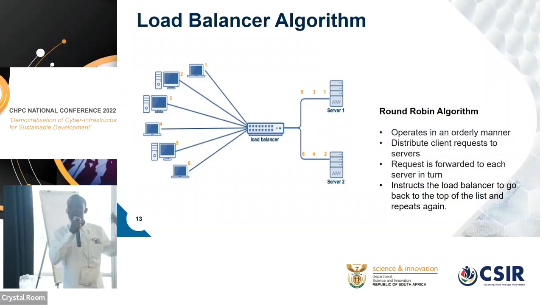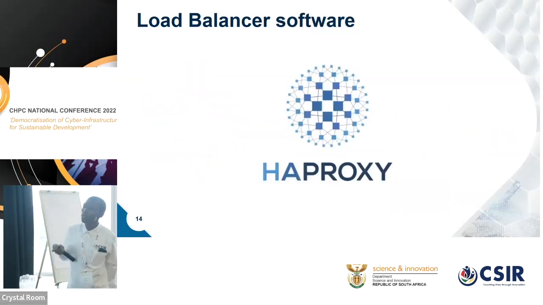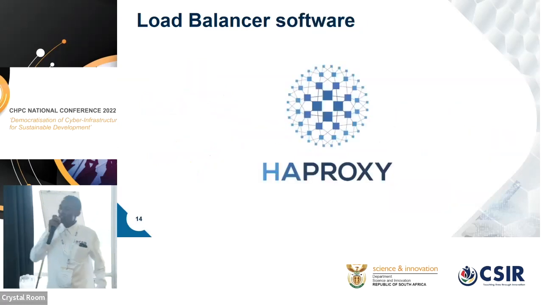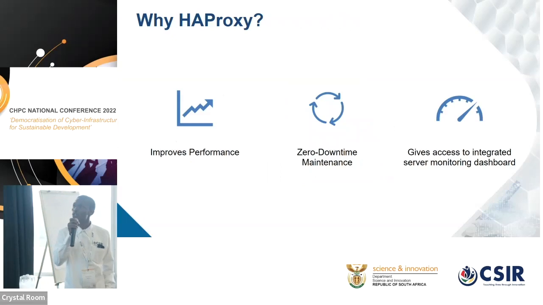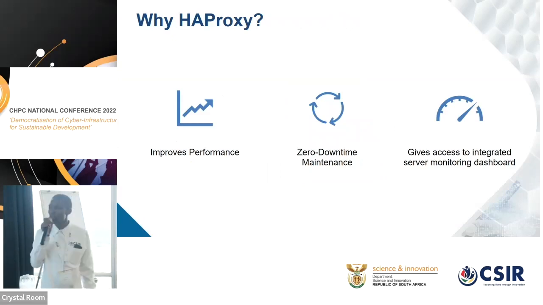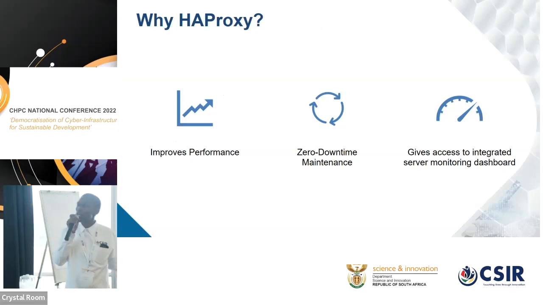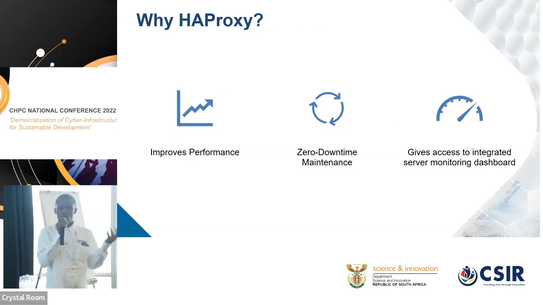So the load balancer software that we use is HA proxy. HA proxy stands for high available proxy. One might ask, why did you use HA proxy? HA proxy improved the performance of the system. During maintenance, there's no downtime, and it also gives access to integrate with a server monitoring dashboard.